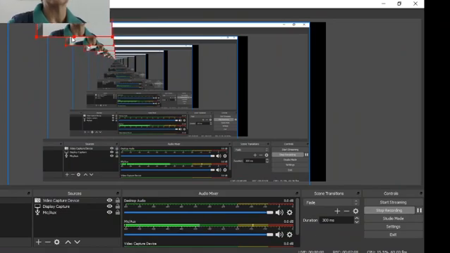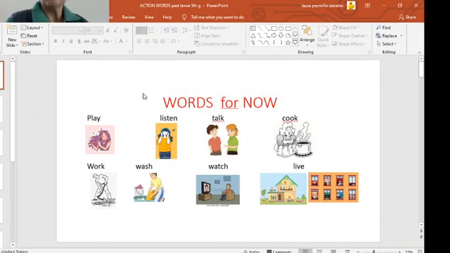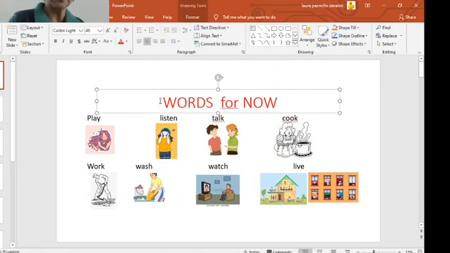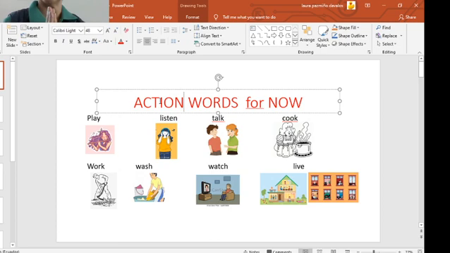I need to move. That is an action. Whoops, not like that. Okay, just this. And let's start with this. Okay, these are some words. Look at these words. These words are action words, for now in the present, or we call them the base form of the actions.